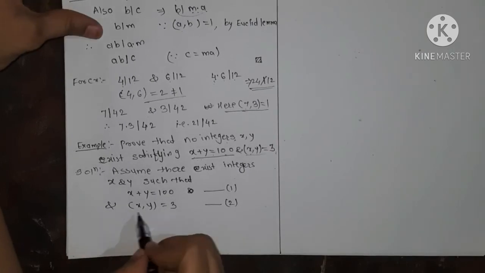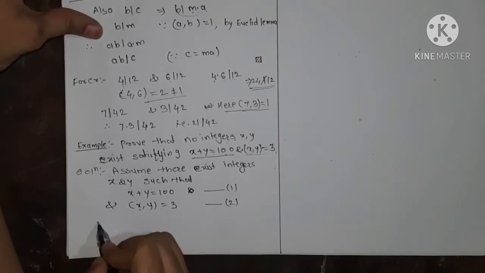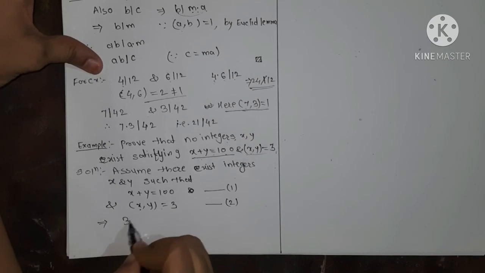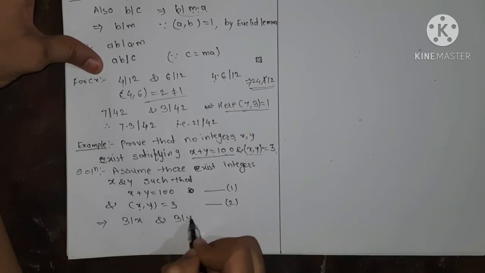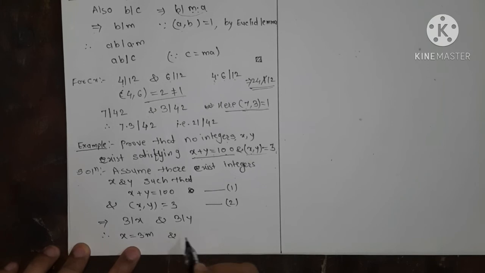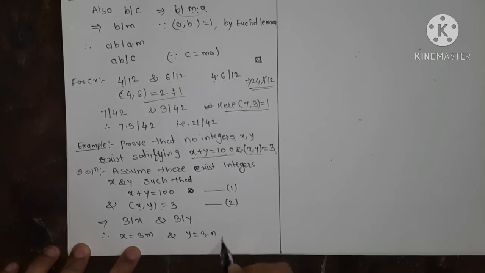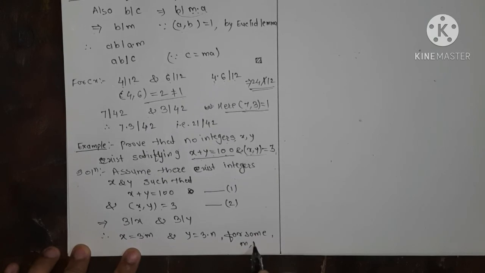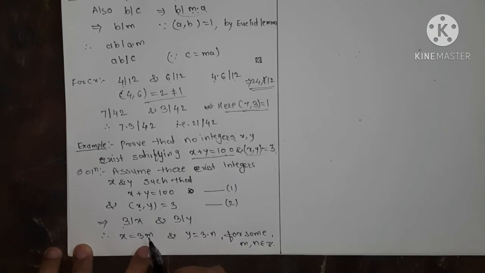Now since GCD of x comma y equals 3, this implies 3 divides x and 3 divides y. Therefore x is equal to 3 into m and y is equal to 3 into n for some m comma n belongs to Z. This is by the definition of divisibility: we can write x as 3 multiplied by m, that is some integer m, and y as 3 multiplied by n, for some integer n.